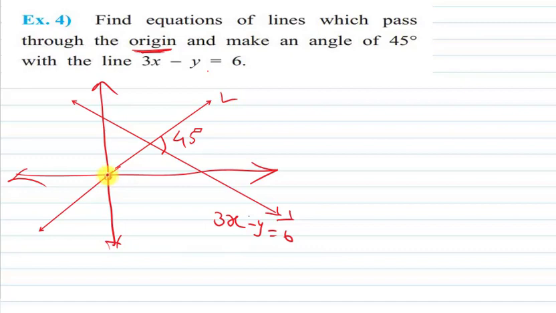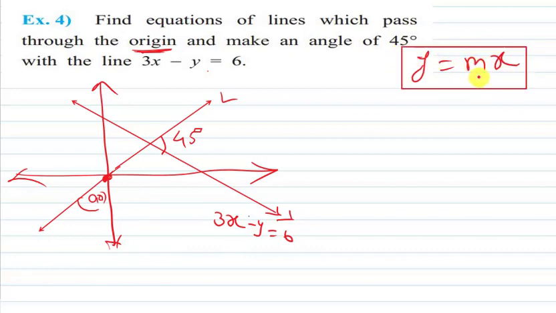Here I know, as it is passing through the origin, its equation will be of the form y equals mx. That means I have to just find the slope of line L. If I am able to find the slope of line L, I'll put it into this and I can easily get the equation of the line. How to find the slope?